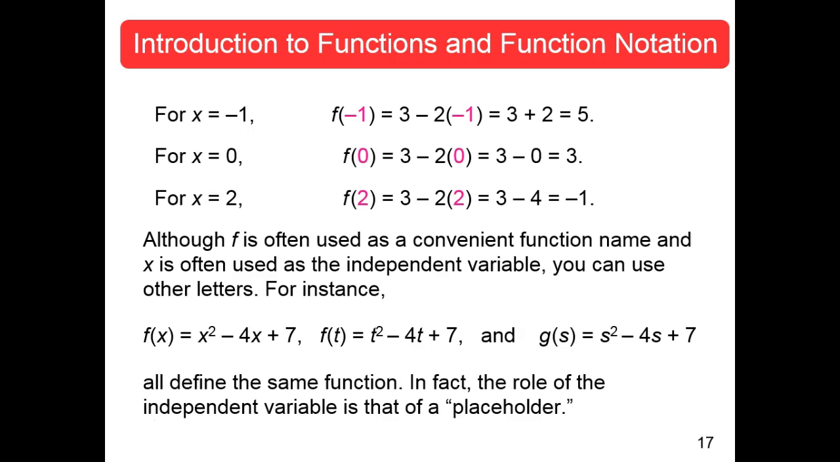Perfect. 0 in there, as you said already, that's 3. By the way, that's your y-intercept. Okay? And here, f of 2 would be 3 minus 4. That took you a while. That was minus 1. Make sense?